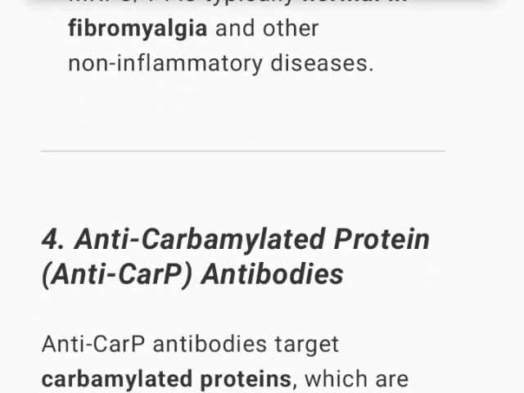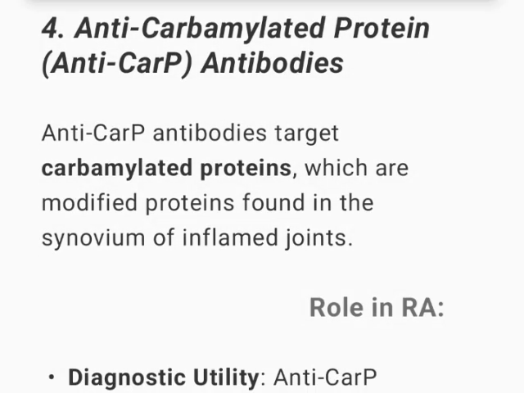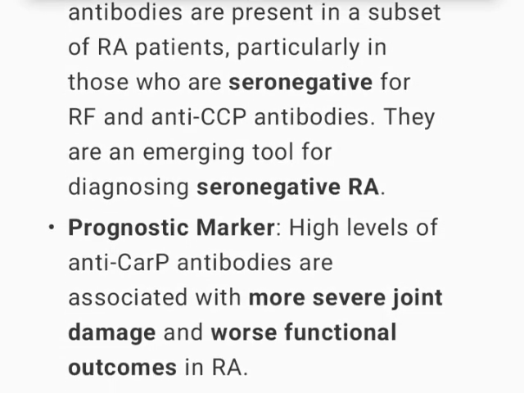4. Anti-carbamylated protein, anti-CarP antibodies. Anti-CarP antibodies target carbamylated proteins, which are modified proteins found in the synovium of inflamed joints. Role in RA. Diagnostic utility. Anti-CarP antibodies are present in a subset of RA patients, particularly in those who are seronegative for RF and anti-CCP antibodies. They are an emerging tool for diagnosing seronegative RA. Prognostic marker. High levels of anti-CarP antibodies are associated with more severe joint damage and worse functional outcomes in RA.